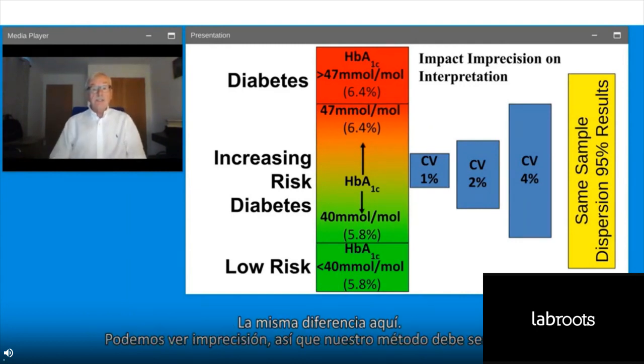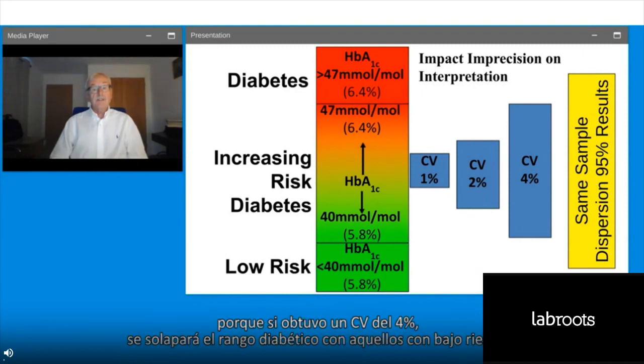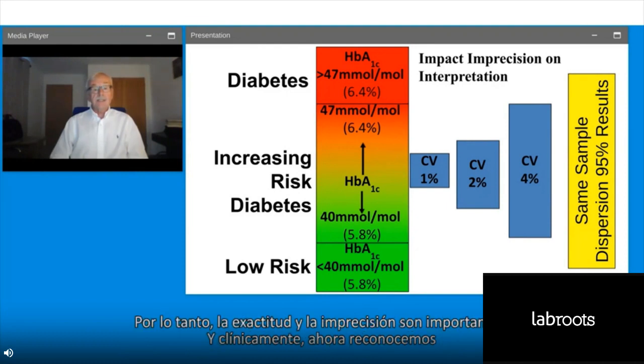The same difference here. We can see imprecision. Our methods need to be precise, because if you see, if a CV of more than 2% is found, we run the risk of actually misdiagnosing diabetes. Because if you've got a CV of 4%, your method will overlap the diabetic range and those at low risk. So accuracy and imprecision are important.